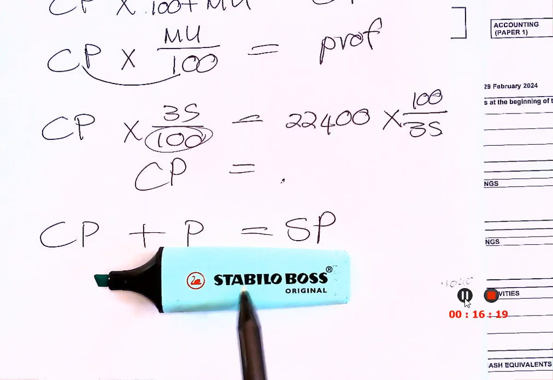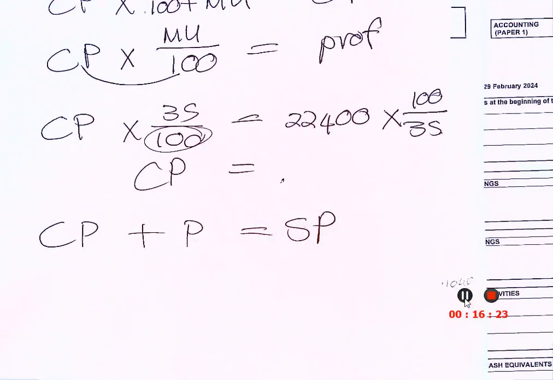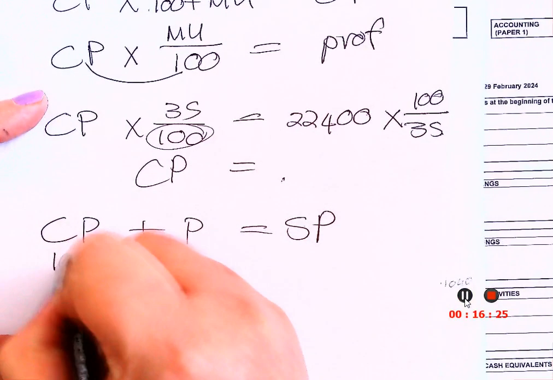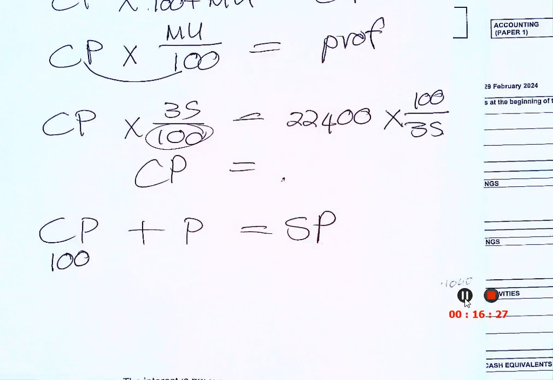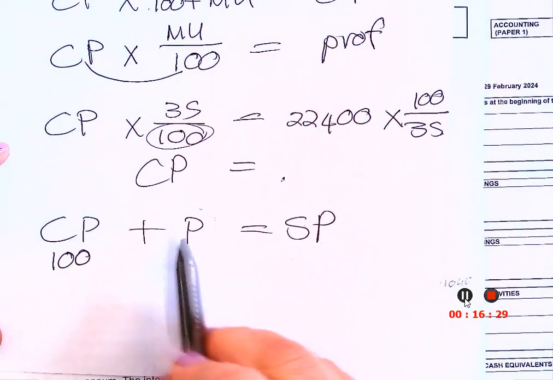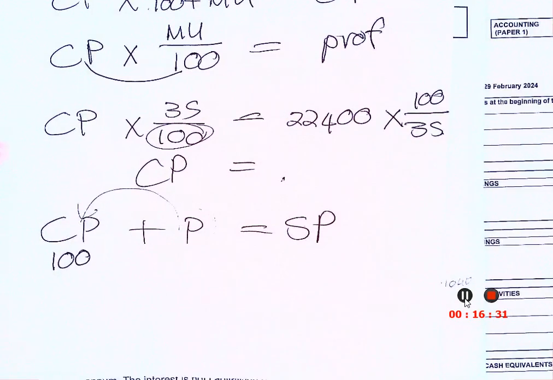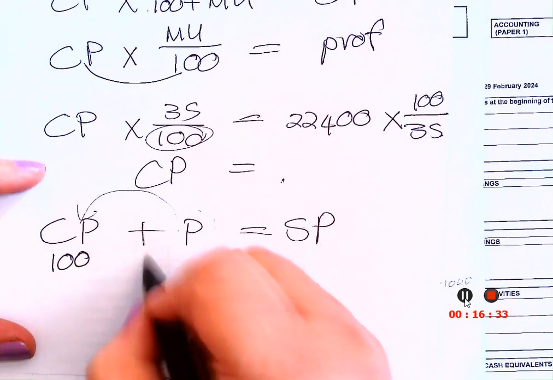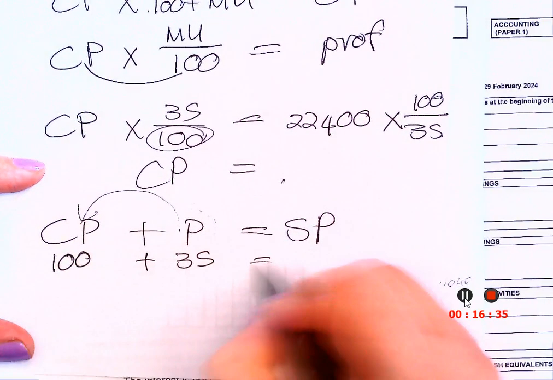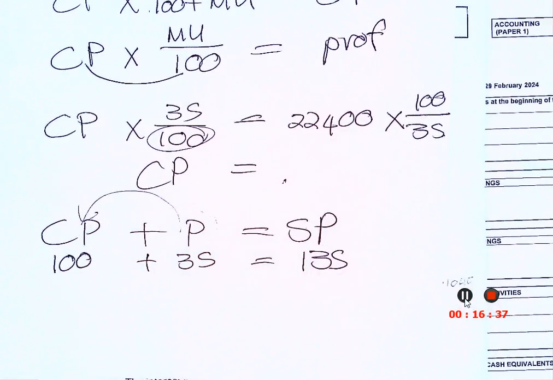How did I know what to work it on? I worked it on this original price as a percentage, and the original price is the cost price. And that is why it's 100, because I worked the profit as a percentage of the cost price. So let's say the profit is then 35, then the selling price is 135.